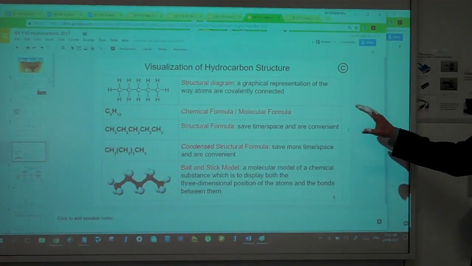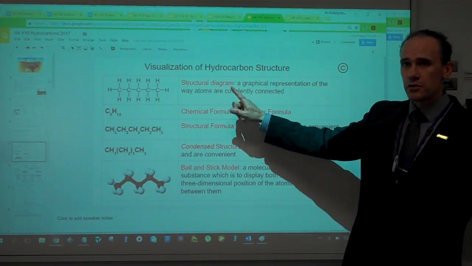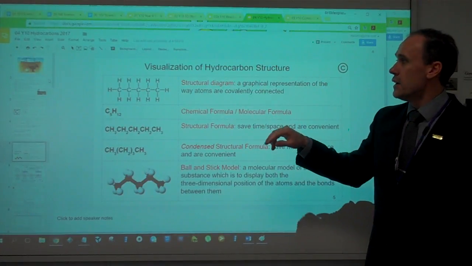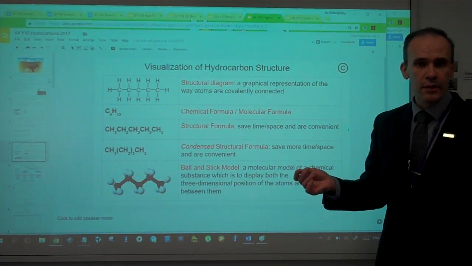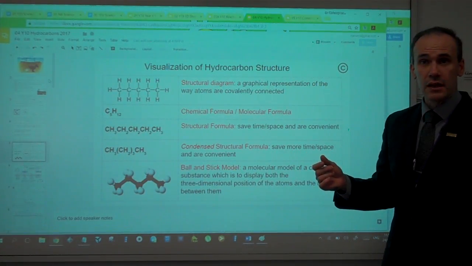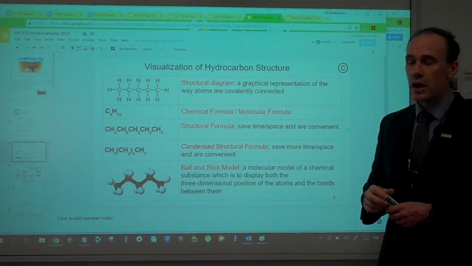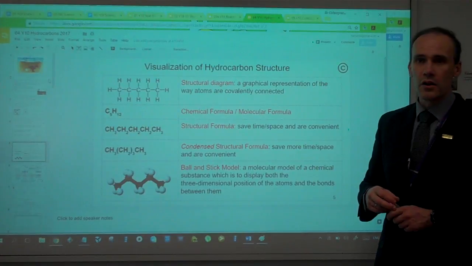That's your index of terms. This is a structural diagram. In some textbooks, they say structural formula. So on your practice test last year, the instruction was draw the structural formula of pentane.